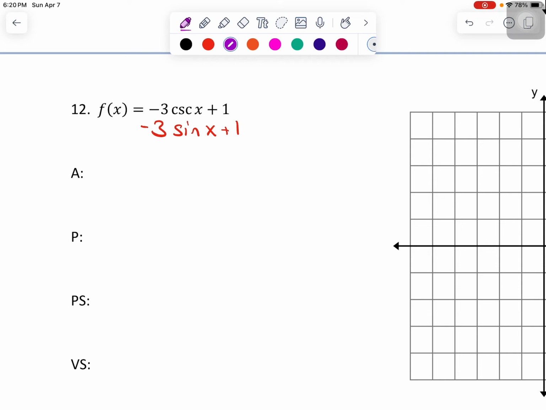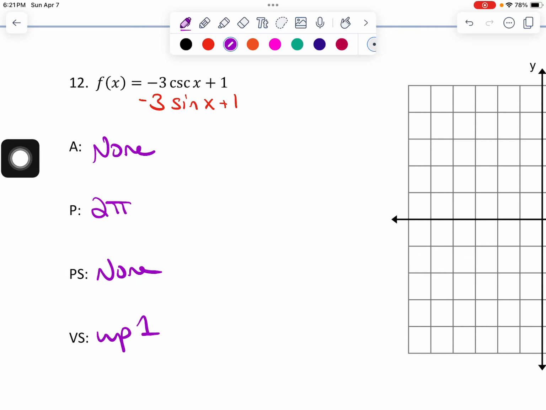So if I start going through my key features, amplitude, for the cosecant curve, the amplitude is none. That's not an issue. Period here. There's nothing attached to x that's being multiplied, so that's going to be a standard period of 2 pi. Phase shift. There's nothing being directly added to x. I know it kind of looks like it, but be careful, because if it was being directly added to x, there would need to be parentheses here. So phase shift is none, and the vertical shift is going to include this +1. So that's going to be up 1.